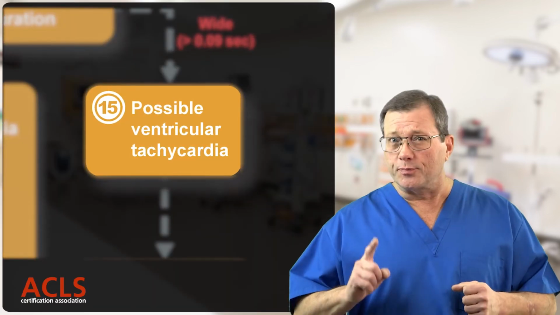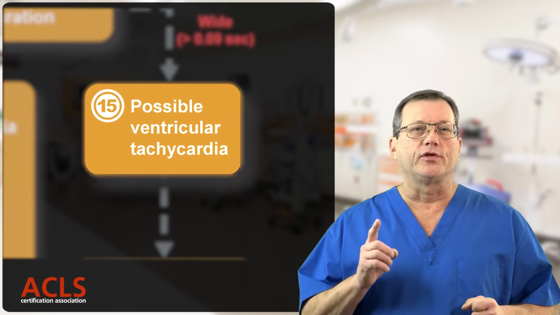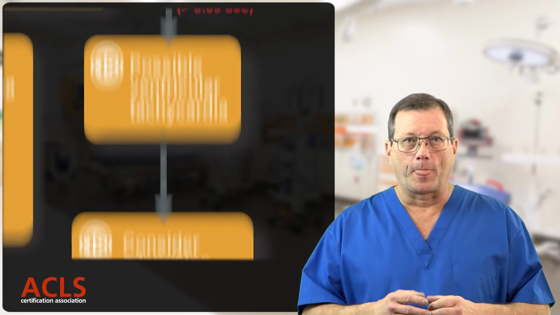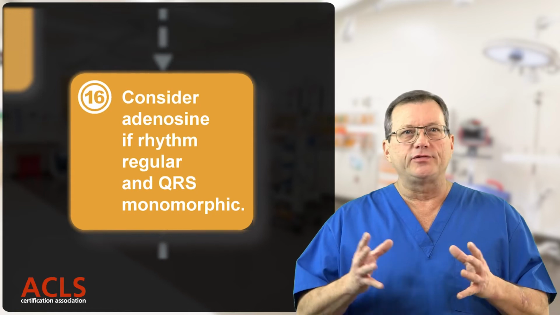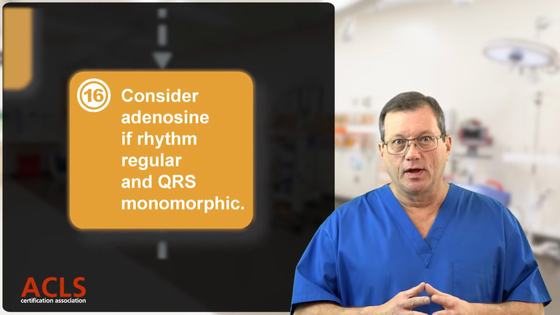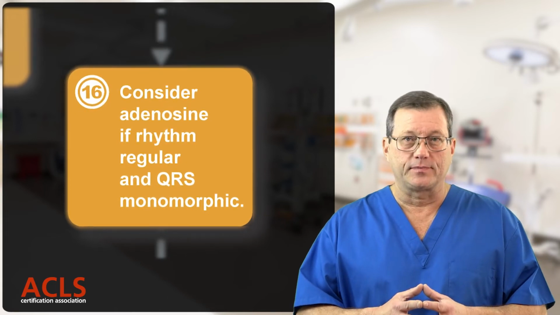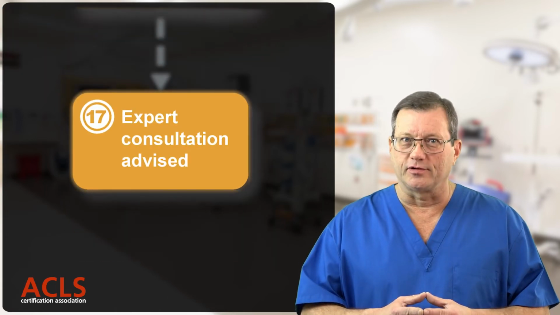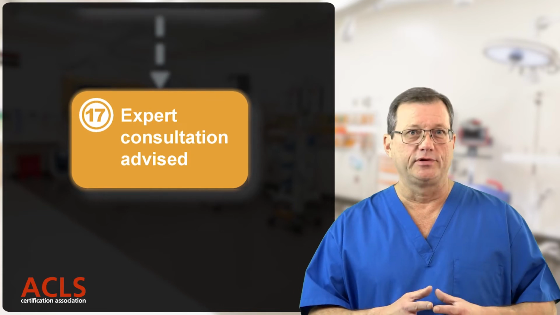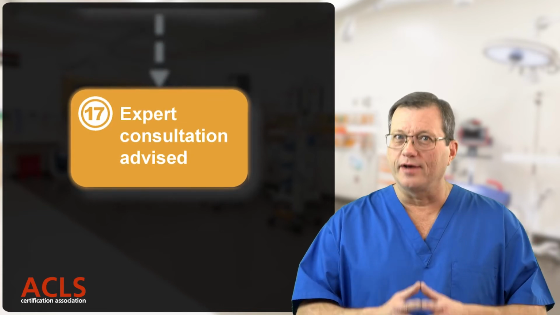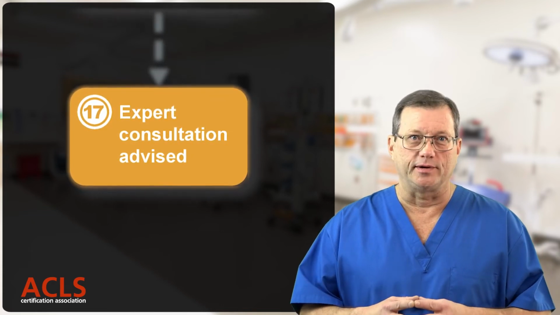Now we move over to our wide complex tachycardias for a kid. The first one is a supraventricular tachycardia with an aberrant ventricular conduction. And the treatment, believe it or not, is the same for an SVT. So we can start with vagal maneuvers, or we can also try adenosine. Now, we're going to get an expert consult for this kid. You're going to get a 12-lead EKG, and you want to get an expert involved with this child quickly.